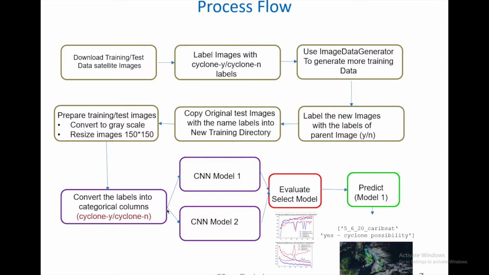These images were then sent through two convolutional neural networks, CNN Model 1 and CNN Model 2, and then both the models were evaluated against their loss and accuracy. And the best model, in our case Model 1, was selected and then used for further predictions. This model predicted for a certain image that you can see below that, as of May 6th at 8 p.m., the Caribbean satellite image generated from weather.com was predicting that there was a possibility of some kind of cyclone developing in the Caribbean area.